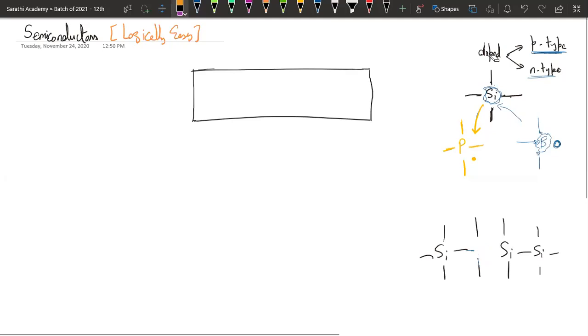ठीक है. And in place of silicon, if you add phosphorus, तो phosphorus में चार bonds बनेंगे प्लस एक एक्स्ट्रा इलेक्ट्रॉन रहेगा बिकॉज phosphorus has फाइव वैलेंस इलेक्ट्रॉन्स. ठीक है. तो इसको हम लोग एन टाइप बोलते हैं.